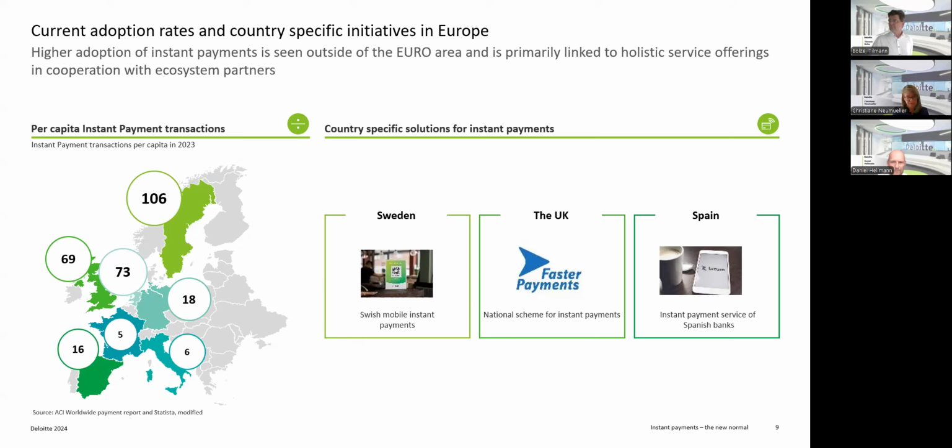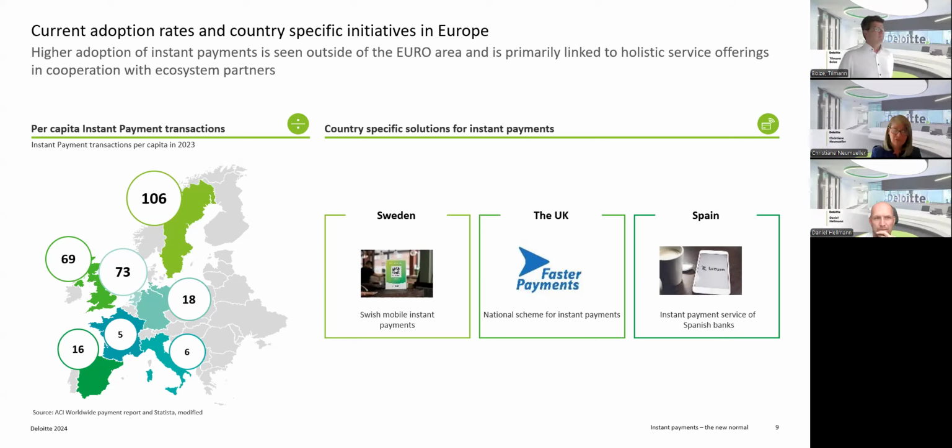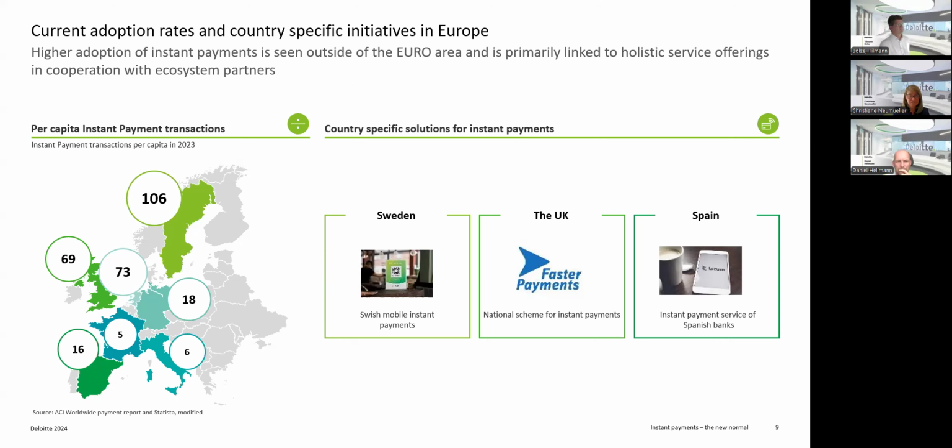But then I looked at the Netherlands. For sure, the Netherlands also have the Euro. And what they did in 2021, they switched all single credit transfer to instant. So this means why the rate also in the Netherlands per capita in 2023 was really high. So it's not true to say, okay, other countries with other currencies are faster than the Euro countries, because it could also happen in Euro countries.